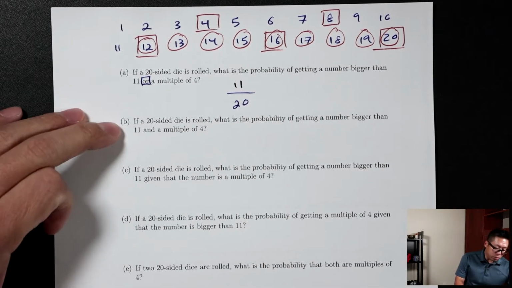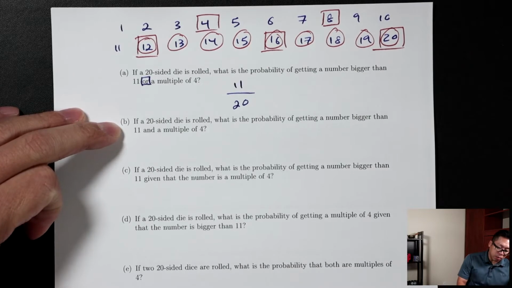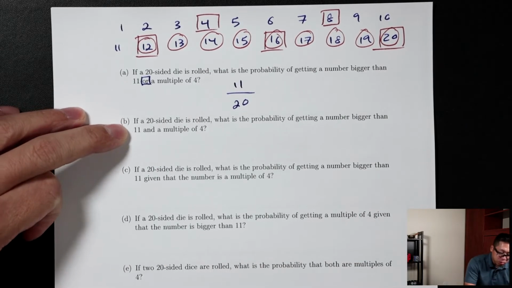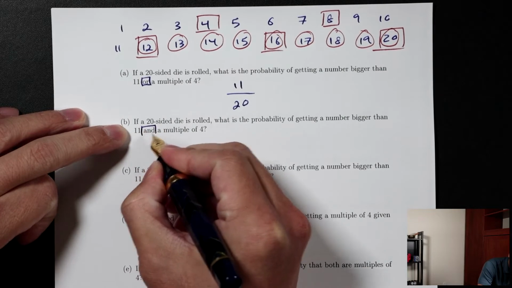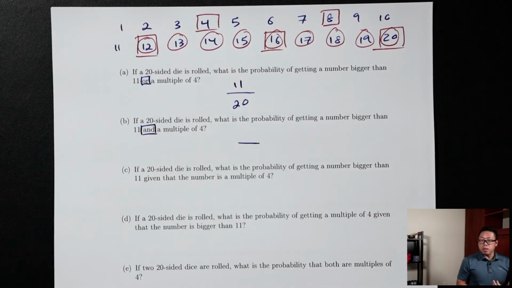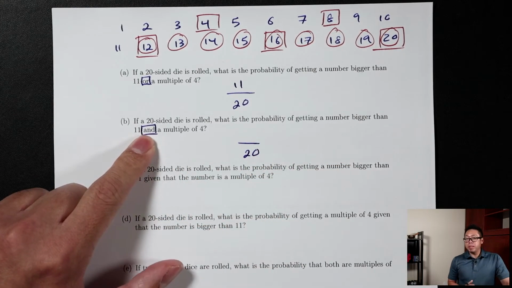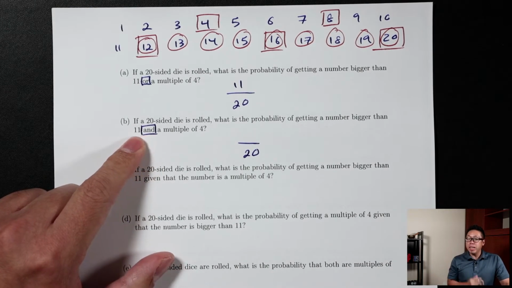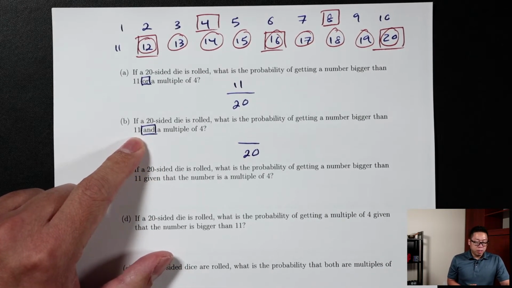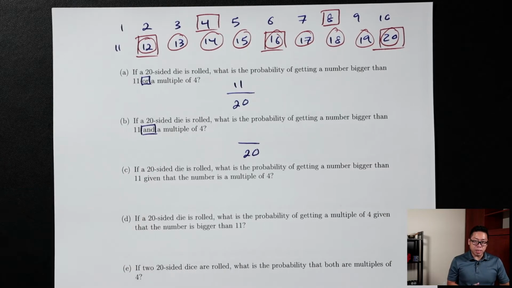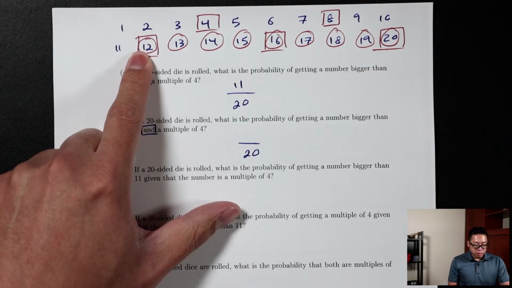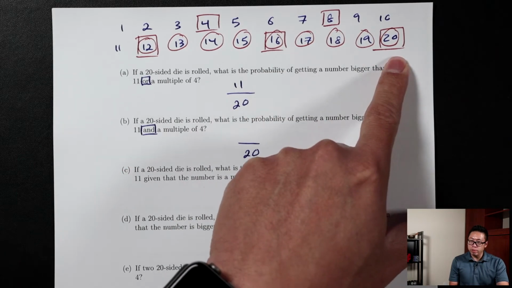Part B, if a 20-sided die is rolled, what's the probability of getting a number bigger than 11 and a multiple of 4? Keyword there is the word and. Okay, bottom is going to be all the different numbers I can get. So how many are there? There's 20 of them. For top, the word and means at the same time. So I want the numbers that are bigger than 11 and at the same time multiples of 4. So the numbers that are circled and at the same time boxed. So which numbers are circled and boxed at the same time? 12, 16, 20. So there's 3 of them.